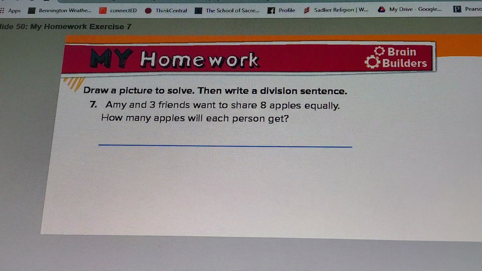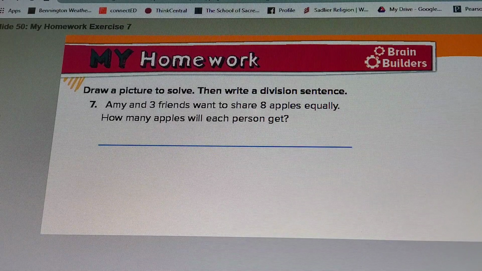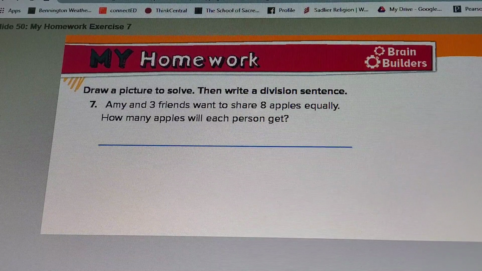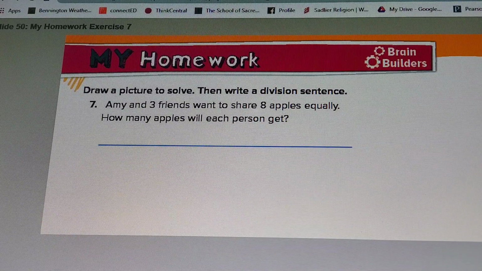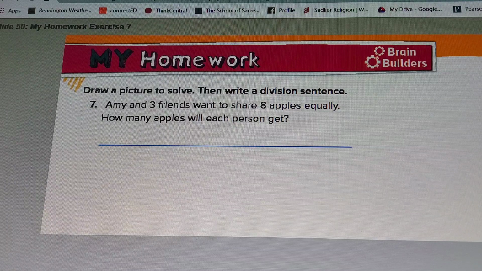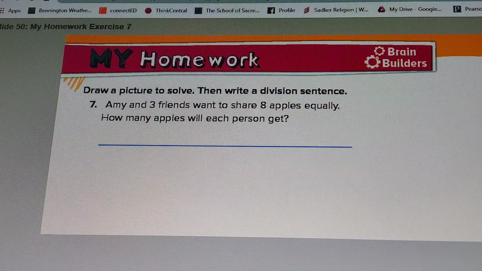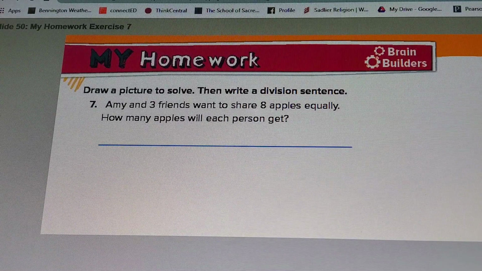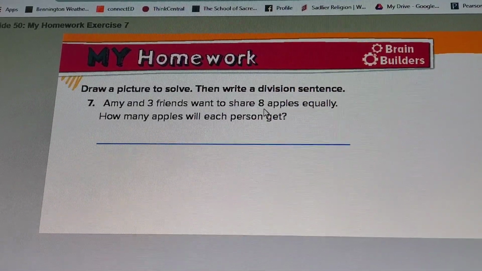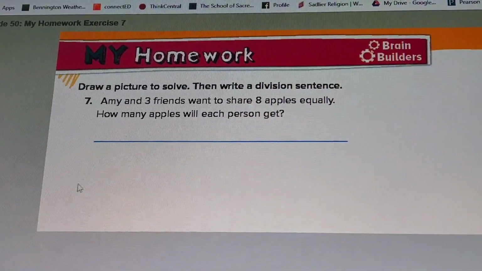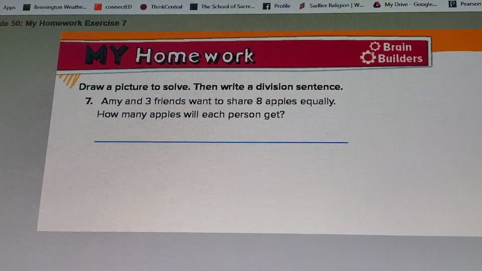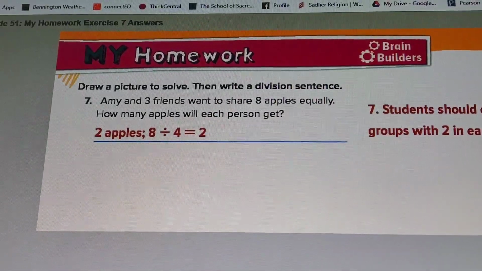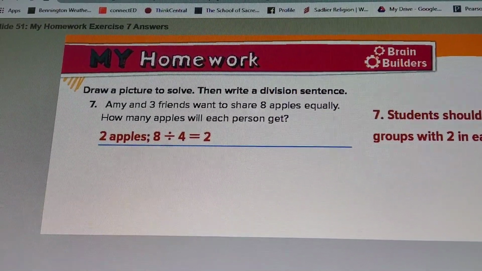So you can draw this. You can use your counters. So you're going to take your 8 counters and you're going to partition it into 4 groups. So put 1 counter in group 1, 1 counter in group 2, 1 counter in group 3, 1 counter in group 4. Continue that way until you run out of counters. And your division sentence will start with 8 divided by 4 equals how many apples? Each person will get 2 apples. 8 divided by 4 equals 2.